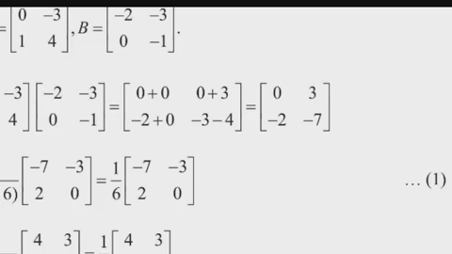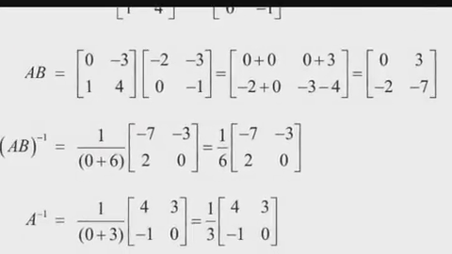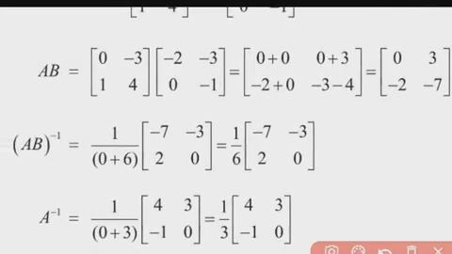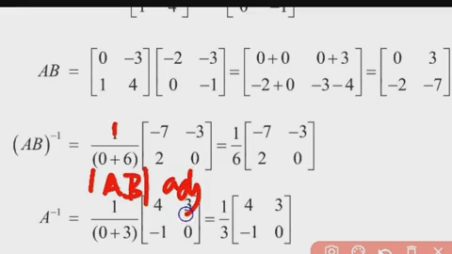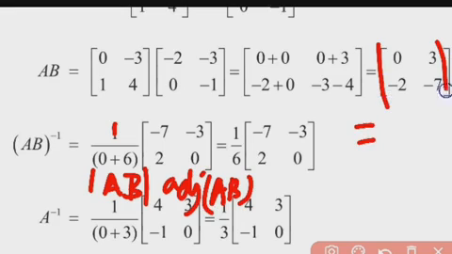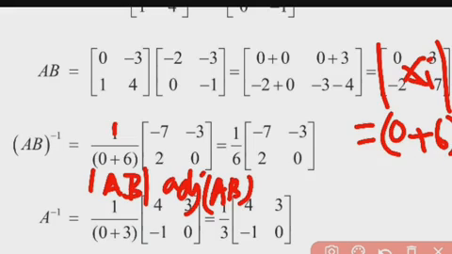Next, we are going to find (AB) whole inverse. You know that it is 1 by determinant of AB into adjoint of AB matrix. So first we have to find the determinant of this matrix: 0 into anything is 0, minus of minus, plus 2 threes are 6. So this is the determinant value. 1 by determinant value, 0 plus 6.